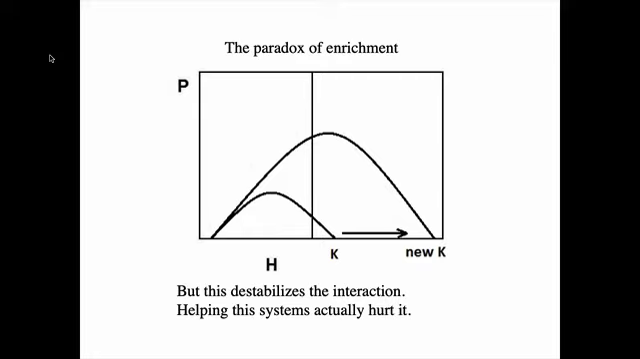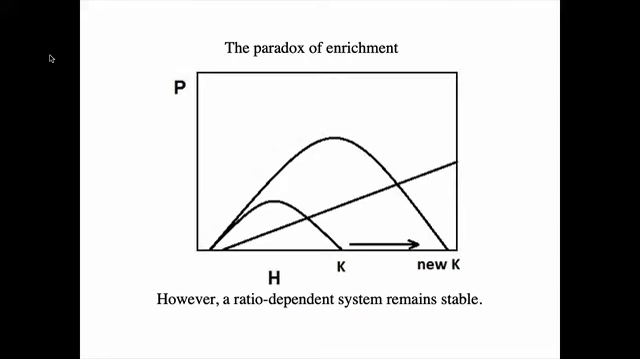Now, in the paradox of enrichment, it's important to understand, what kind of a predator is this? This is a what dependent? Density dependent. What if it was a ratio dependent predator? Would you see the same thing? You would not. Ratio dependent systems remain stable even if the prey get better at using their resources or if we supplement.